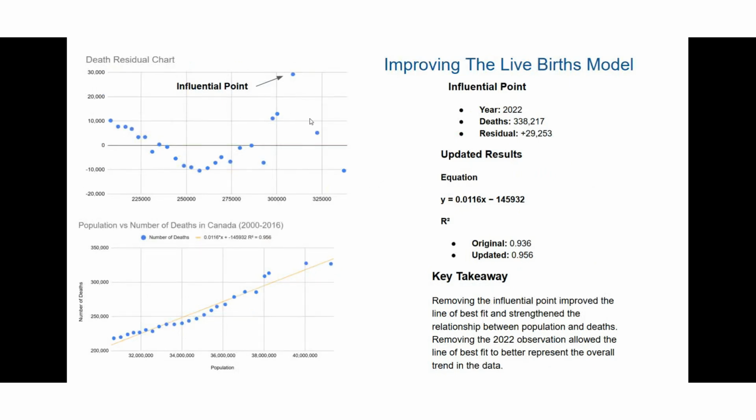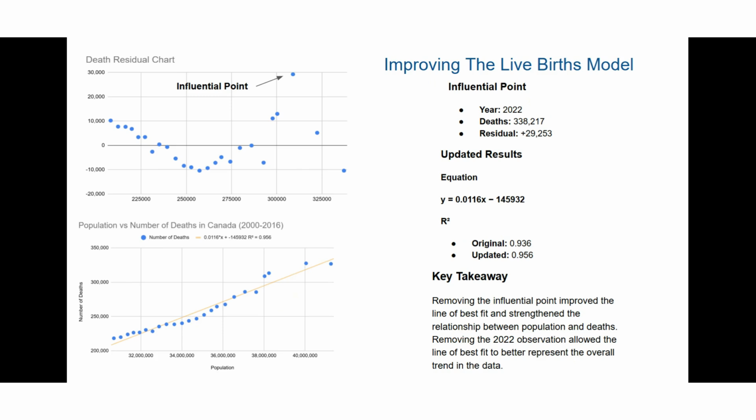So next, I did the same thing for this. I looked at the residual plot. As you can see on this one, there actually is one outlier. This guy up here, which was in the year 2022, was 29,000 above the line of best fit, and its z-score was 2.07, placing it at approximately the 98th percentile, making it much more unusual than the rest of the data.